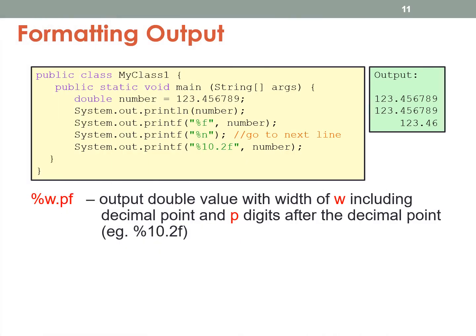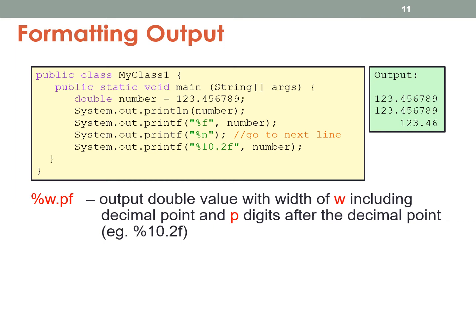Let's look at data type double. Similar to before, but here we have floating point. We have double number equal to 123.456789. If we do system.out.println number, it will display all the numbers as what we have initialized. Similarly, if we do system.out.printf %f, number, it will also show the same value.